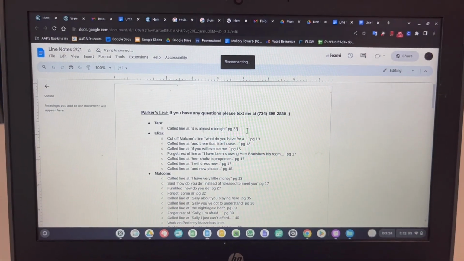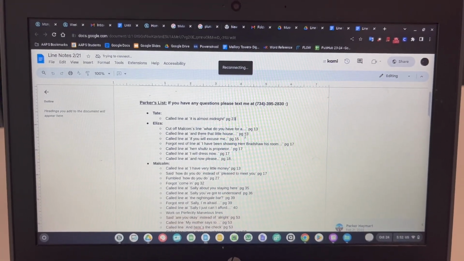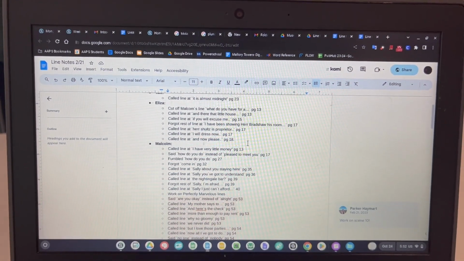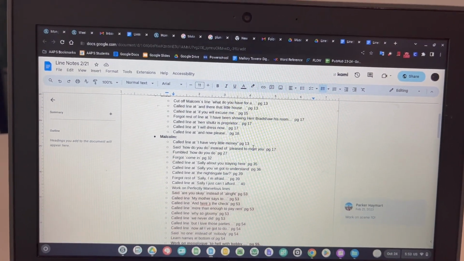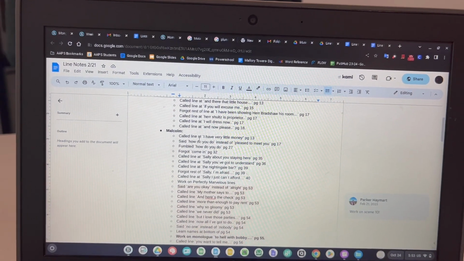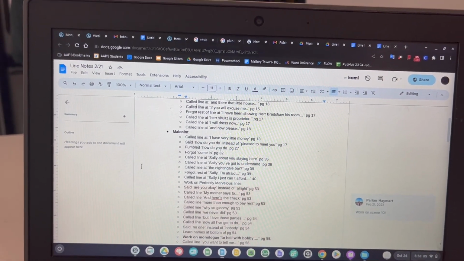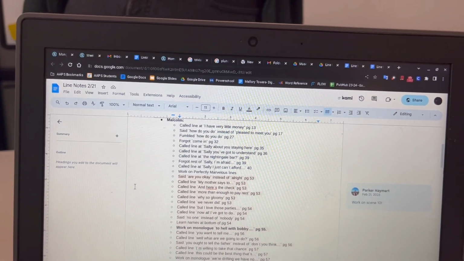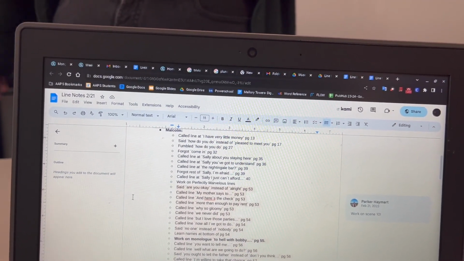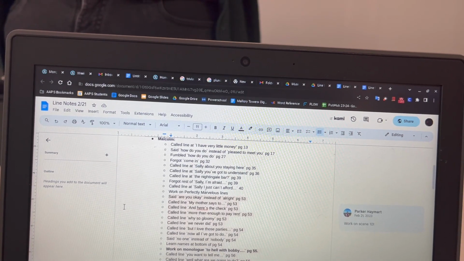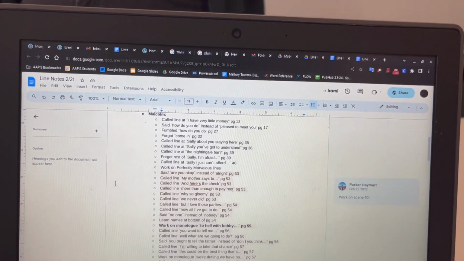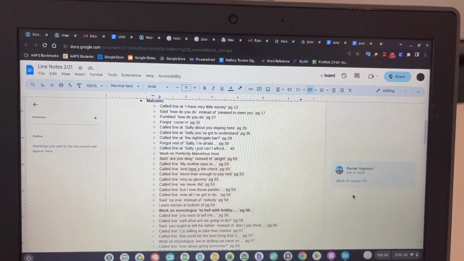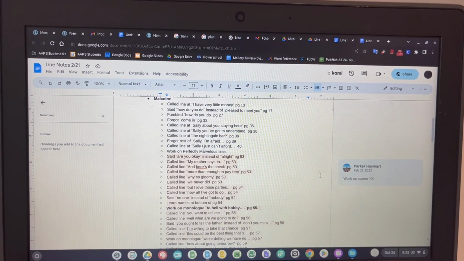Here's an example of one of our line note documents that we use during cabaret. So you can see that we have the person's name, and then we have called line, fumbled, forgot, different versions of how they messed up a line. Also, if there is an entire scene or page where constantly they are messing up lines or skipping over things, you can say work on scene blank or work on page blank.